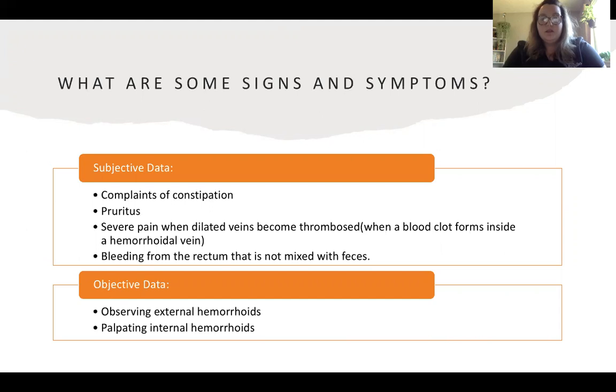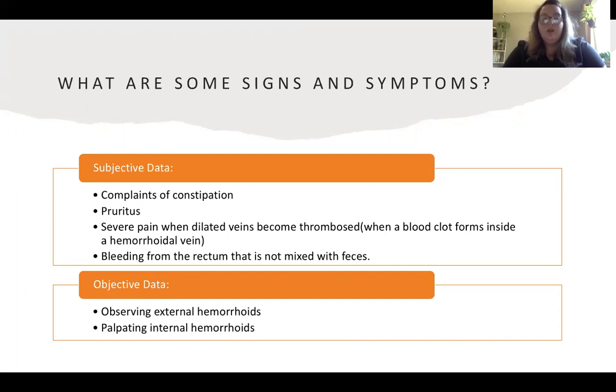Some signs and symptoms of hemorrhoids would be subjective data, complaints of constipation, so they're just going to be constipated a lot. They're going to have some itching down there. They're going to be in some pain when those dilated veins become thrombosed, and that's when a blood clot forms inside the hemorrhoidal vein. They are also going to have bleeding from the rectum that is not mixed with the feces.